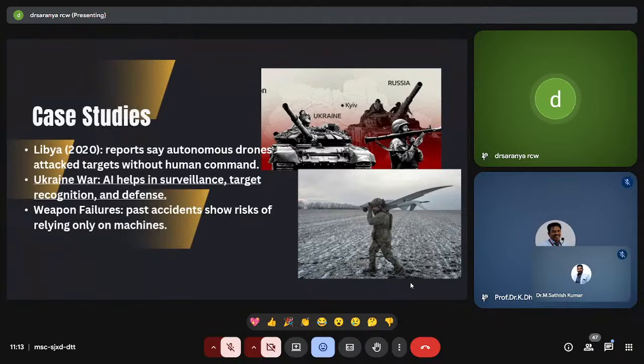In the case study, the report says that in 2020 in Libya, they used AI drones to attack targets without any human control. In the past, some weapon systems have failed. This shows the dangers of trusting machines too much.